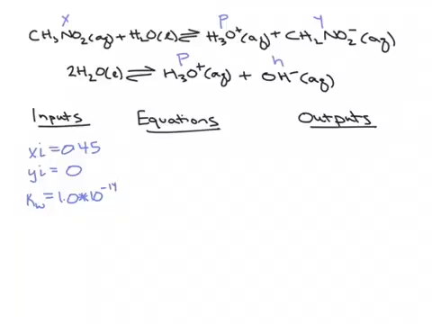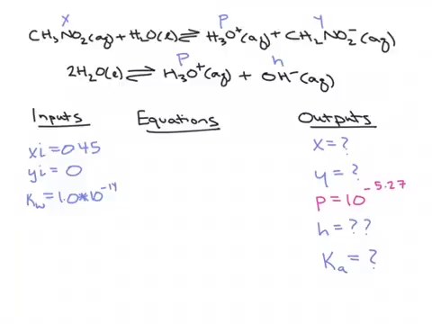Our outputs are X, Y, and be careful with P. We actually know what P is going to be because we were given the pH of the solution. So P is going to be equal to 10 to the negative 5.27, which was the pH. Continuing on, we don't know H, and the thing we're ultimately looking for is the Ka.